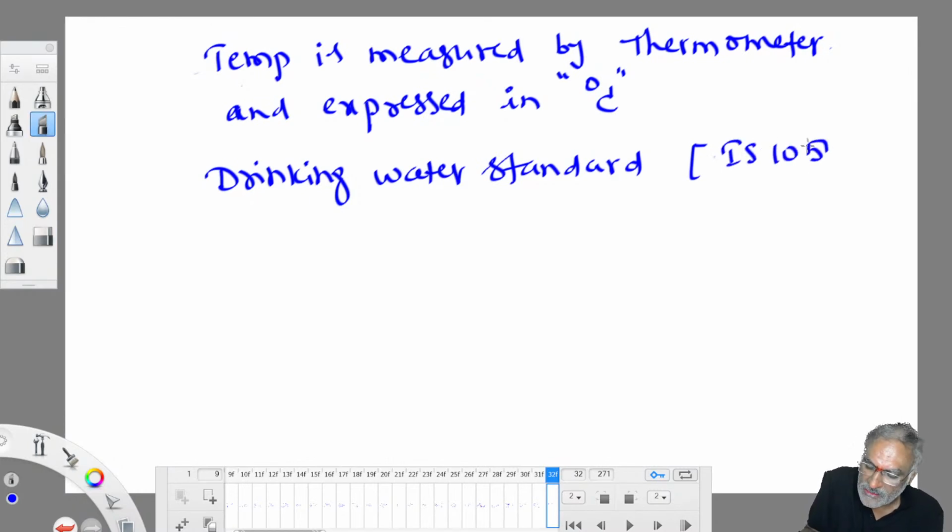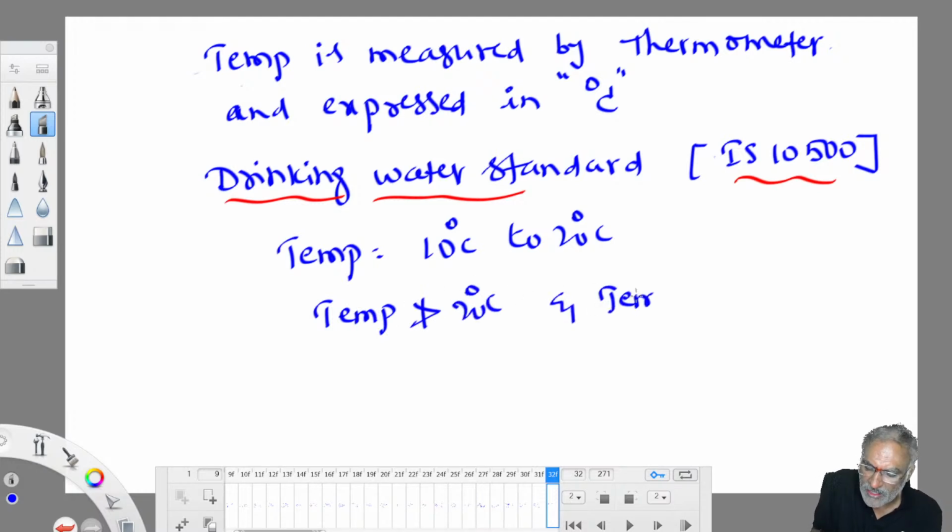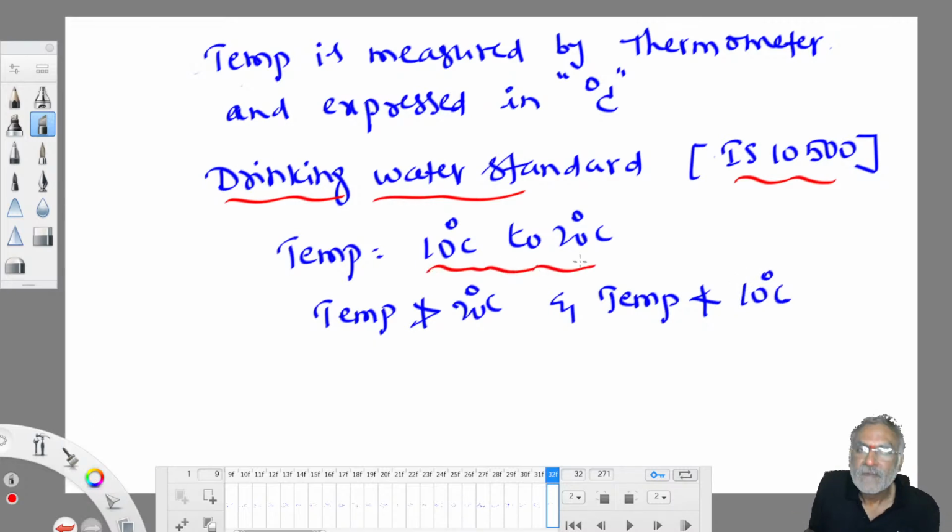But so much information is there, most of which is not required. Whatever I wrote here, that only you have to remember. As per IS 10500, temperature in drinking water should be anywhere between 10 degrees Celsius to 20 degrees Celsius. It should not be greater than 20 degrees Celsius, and should not be less than 10 degrees Celsius.